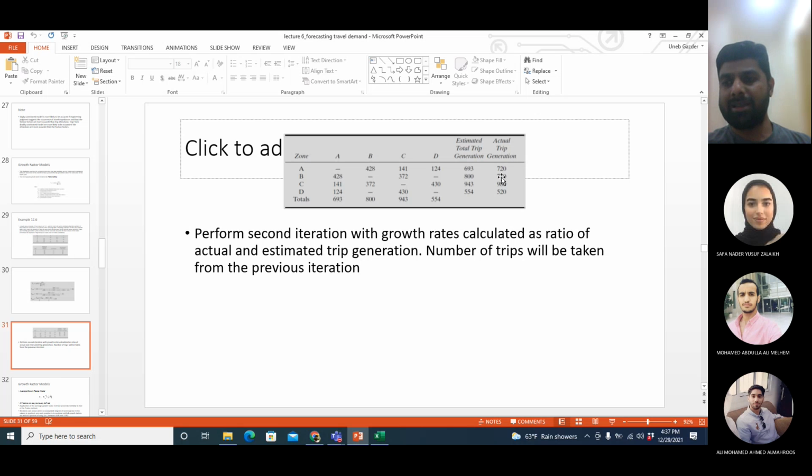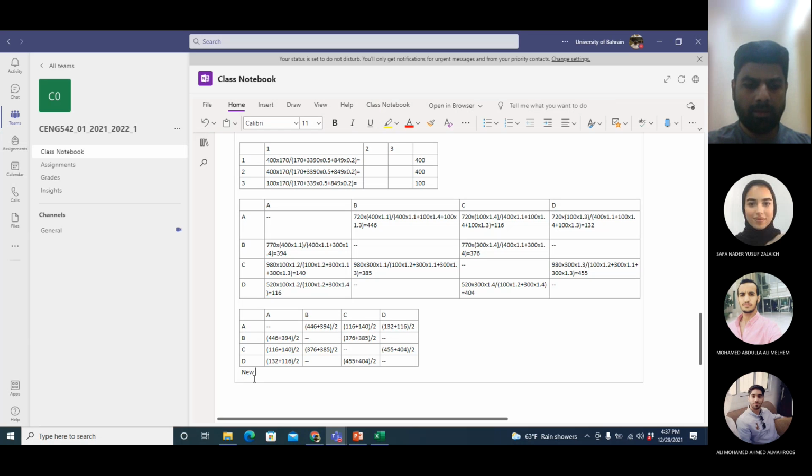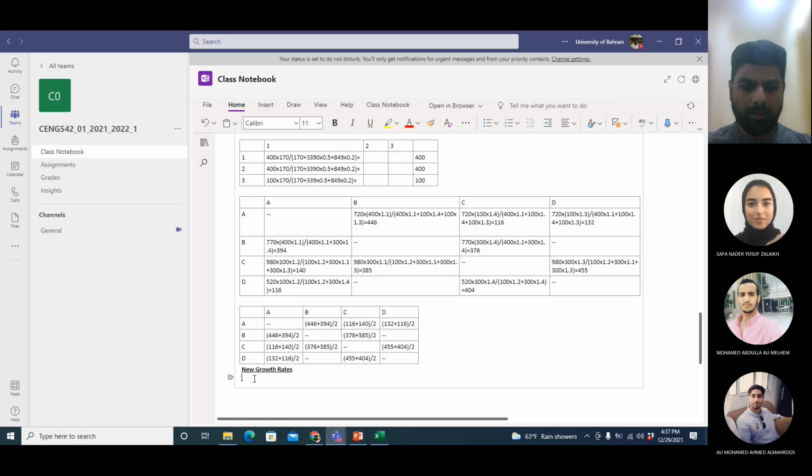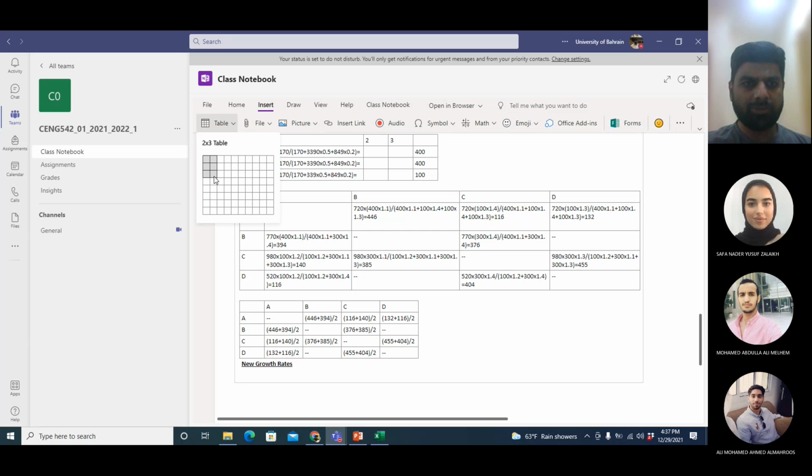In order to make these numbers equal, you can recalculate the growth rates. The growth rates will be actual upon estimated. So 720 upon 693, 770 upon 800, 980 upon 943, and 520 upon 554. So these will be the new growth rates. Now growth rates will not be for each combination of zones, they will be just for each zone.